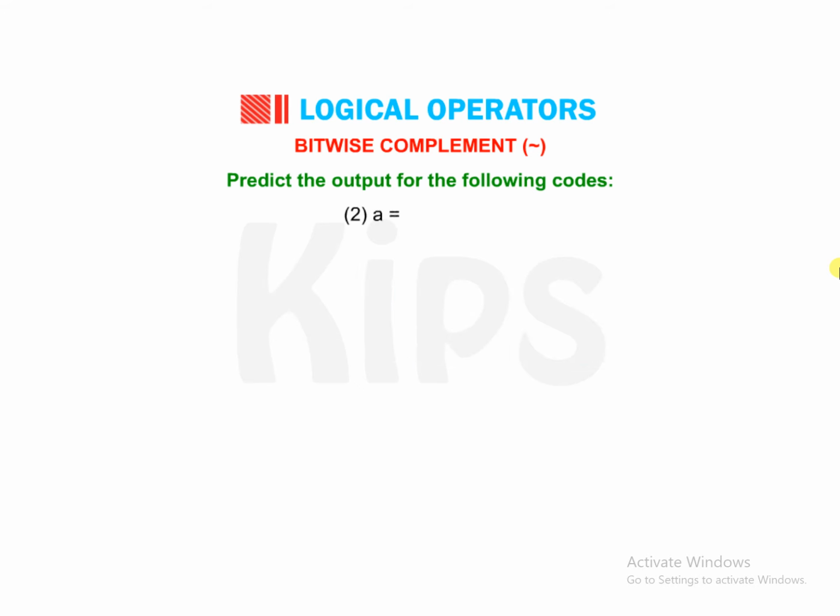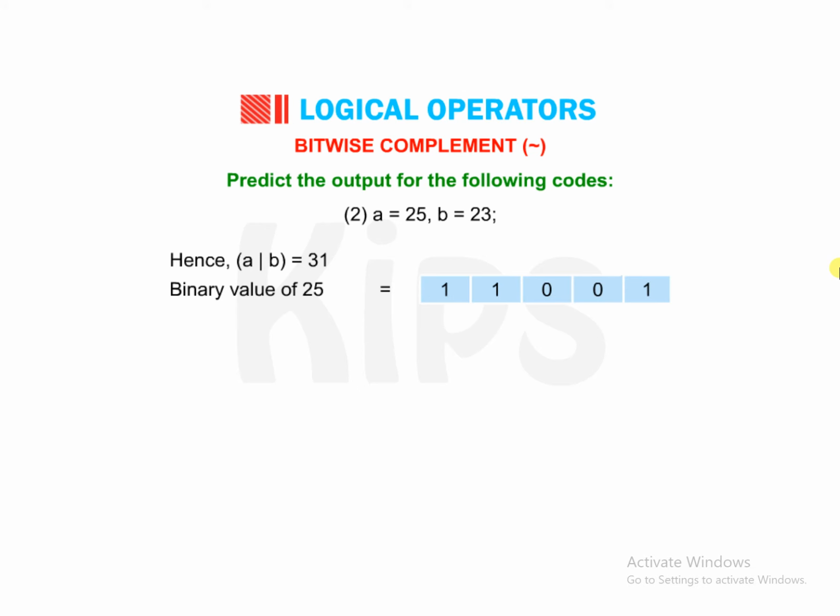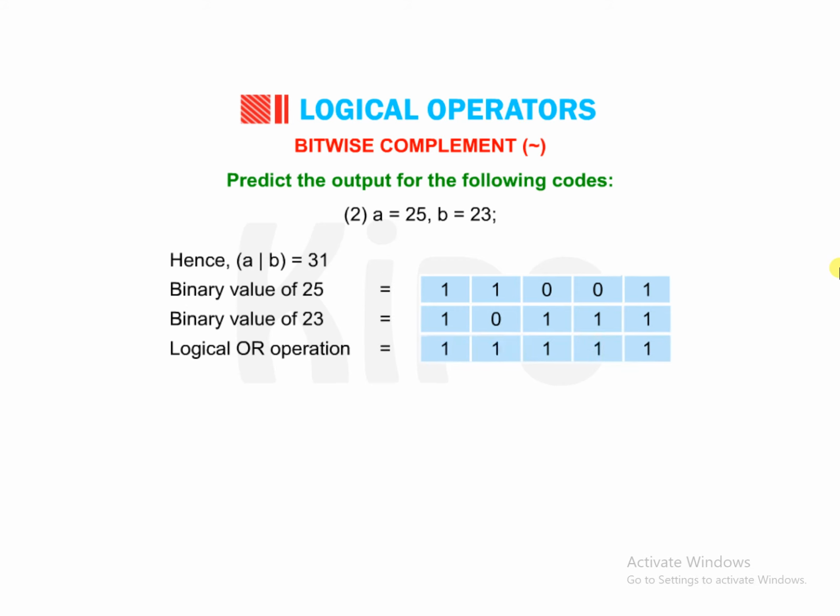Number 2. A equals 25, B equals 23. Hence, (A | B) is equal to 31. Binary value of 25 is 11001. Binary value of 23 is 10111. Logical OR operation gives 11111. Decimal equivalent of the result is 31.